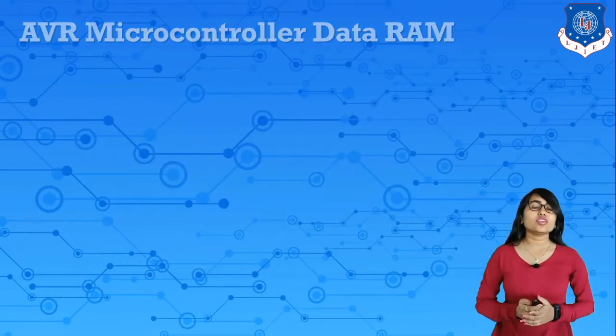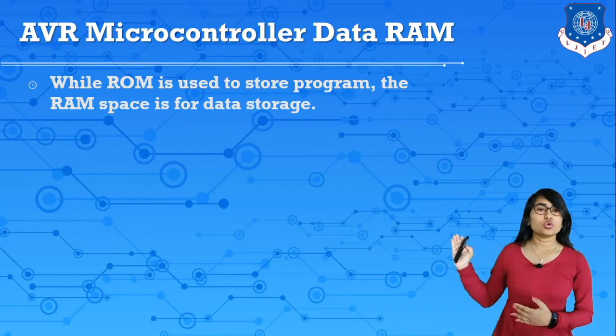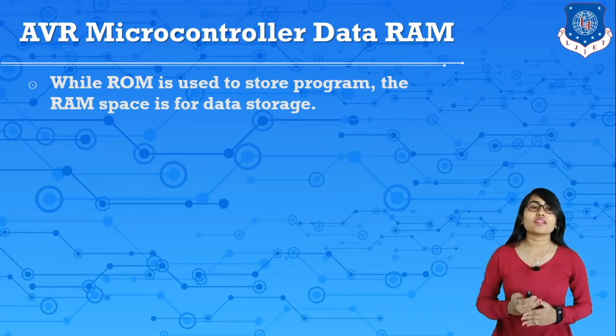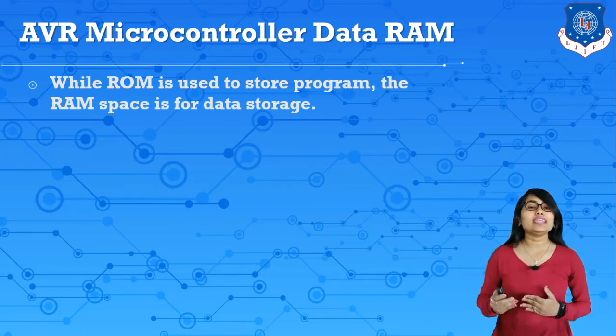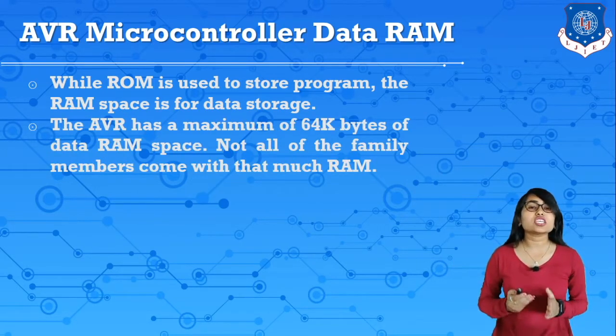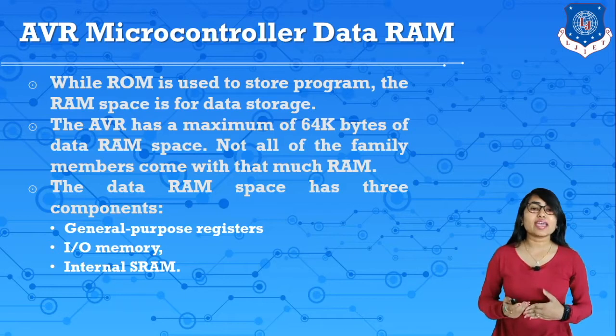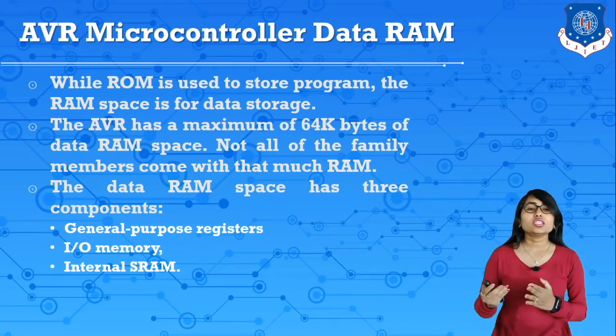Then next we have the AVR microcontroller data RAM in the AVR architecture. While ROM is used to store the program, the RAM space is used for data storage. So RAM is used for data storage. This AVR has a maximum of 64K bytes of data RAM space, and not all the family members come with that much RAM. So the data RAM space can be divided into 3 components. For example, we have 3 components, and these 3 components make up the data RAM.